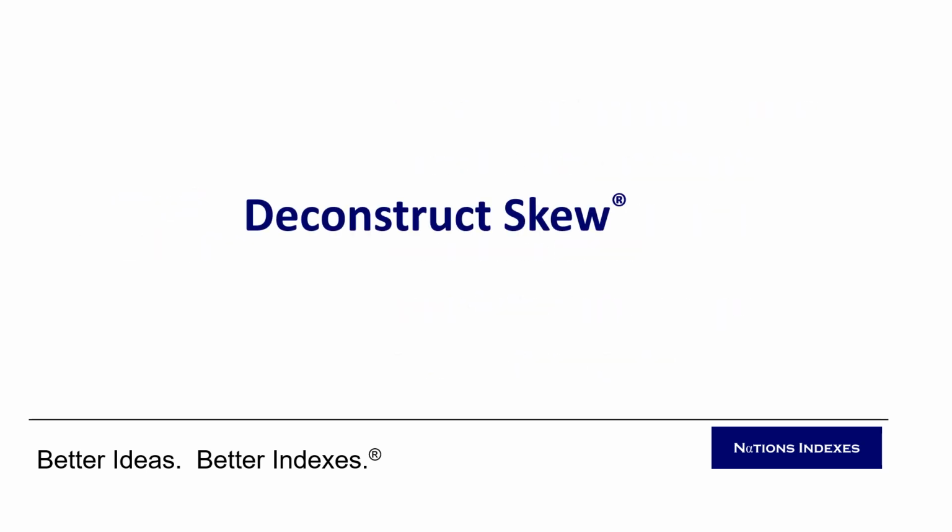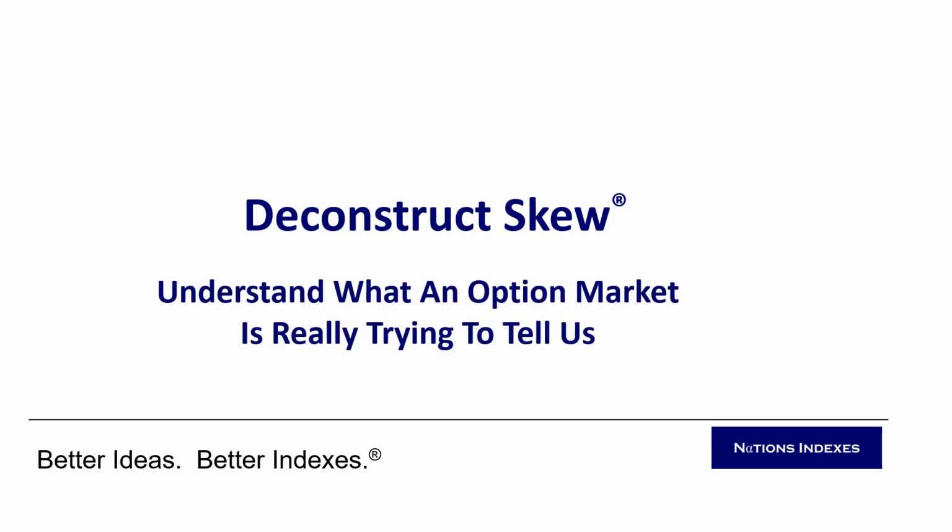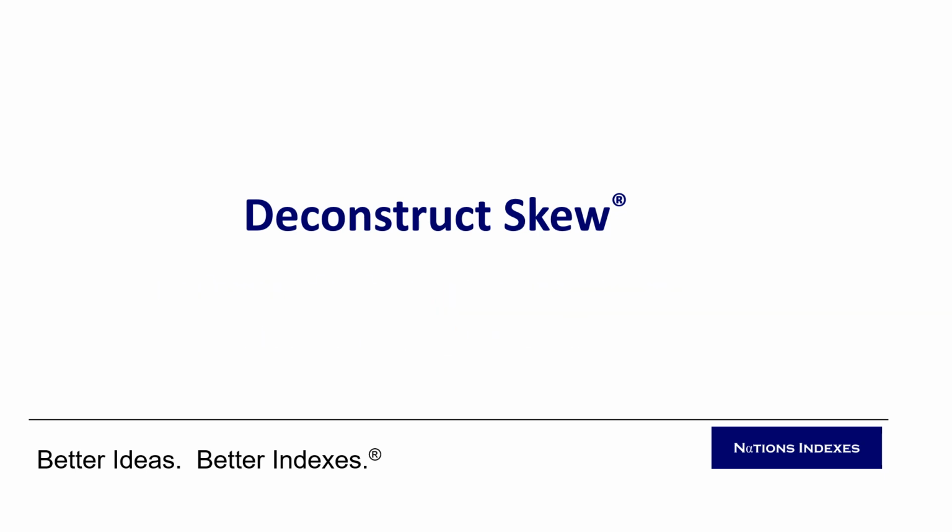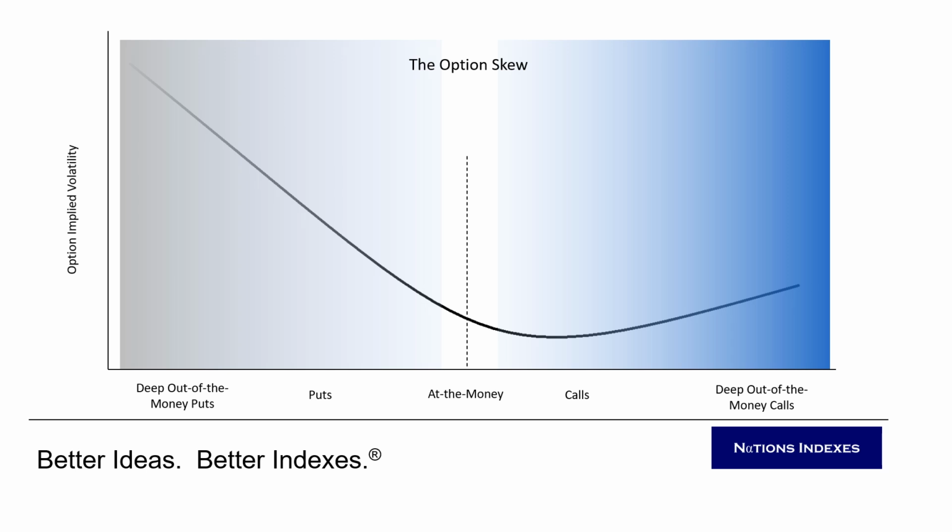Nations Indexes introduced the idea of deconstructing skew to understand what an option market is really trying to tell us. The option skew is the graphical representation of implied volatility of all the options listed in a single expiration. This is an example of an option skew. This example is typical of equity index option skew.